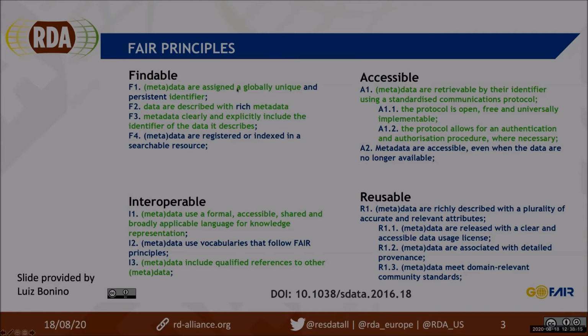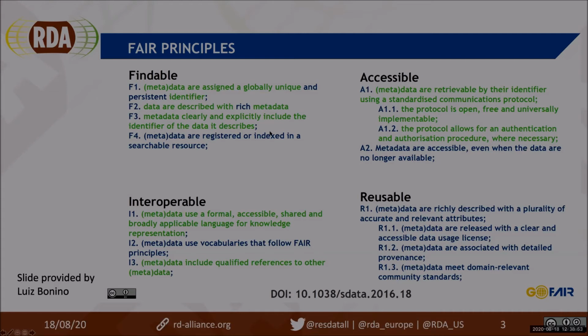So as you can see, technically you can assign a globally unique identifier. Making that persistent takes somebody who's willing to house the services that are persistent, that allow that. Data can be described with metadata. That's technically implementable. Rich is something that would be defined by the community as to what exactly rich means, and so on. The one in accessible that's interesting is that you have an open protocol that is free and universally implementable. We're using an open protocol here.